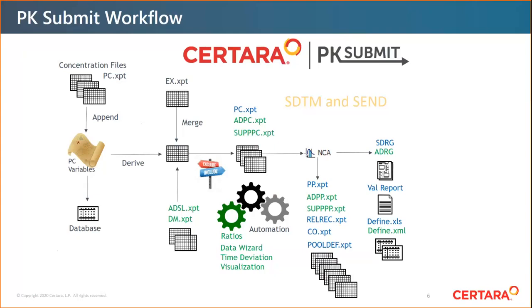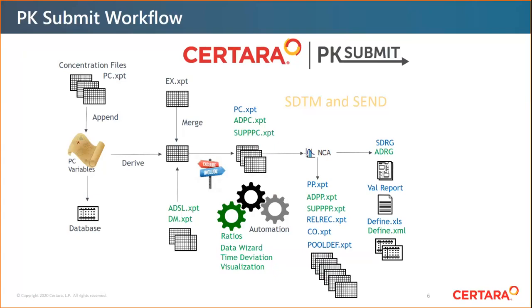So if we move going from left to right, we can derive variables that are needed. That was mentioned in the data processing. And then we can merge data together. We were already able to merge EX data, that's the exposure data, in with the concentration data previously. But now with the newest version, we're also accommodating the ADSL subject level data as well as the demographic domain data. There's a step where we can do exclusions and inclusions to essentially say if there's any records we don't want to be included within the PC domain.